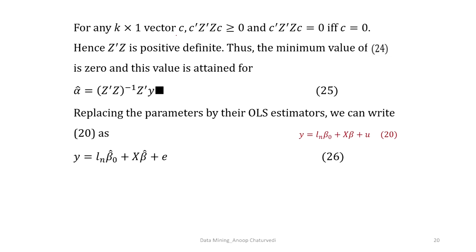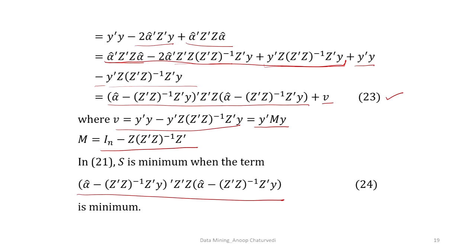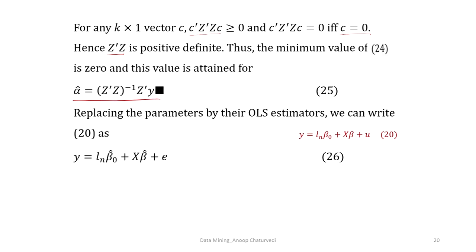Again, suppose you take any k cross 1 vector c. Then c transpose z transpose z c is always greater than or equal to 0, and it is equal to 0 if and only if c is equal to 0. And the reason is that the matrix z transpose z is positive definite. So, this quadratic form is always greater than or equal to 0, and it is equal to 0 only when c is 0. So, the minimum possible value of this s is attained at alpha hat equal to (z transpose z) inverse z transpose y.